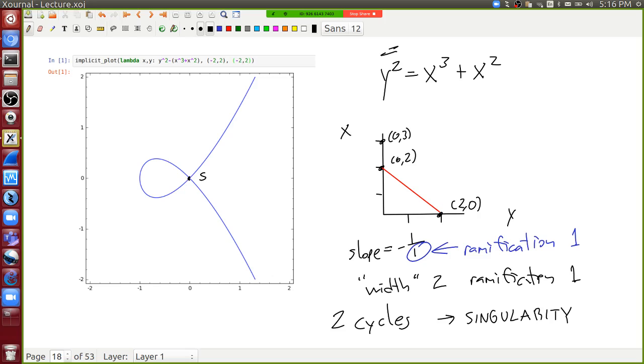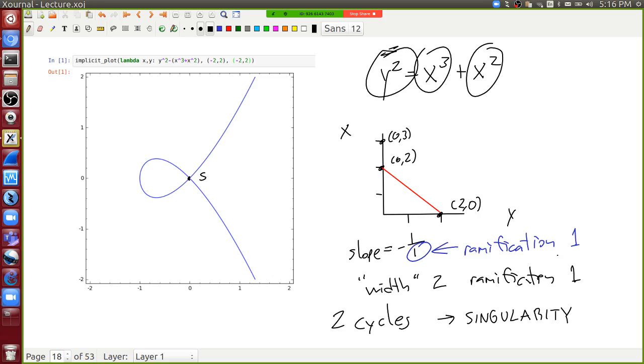So for this monomial here, it's 2, 0. For this one, it's 0, 3. For this one, it's 0, 2. That's our polygon. These 3 points, we're interested in the lower convex hull, which is just this red line here. We see that its slope is -1. That tells us what the ramification is. The denominator gives us the ramification.